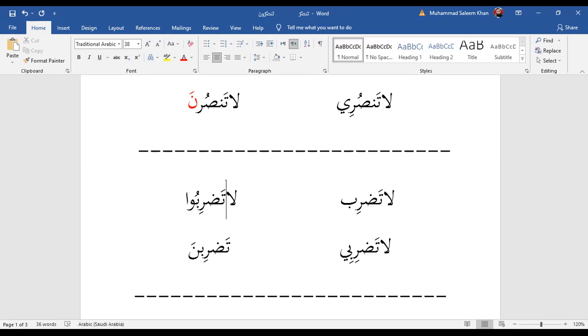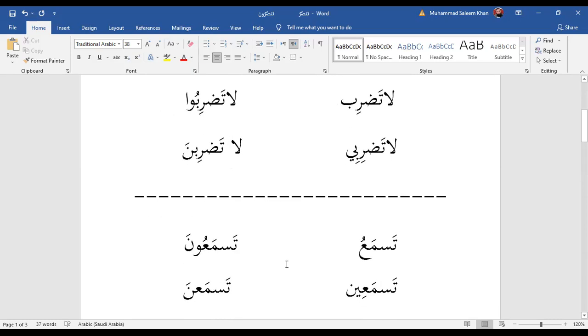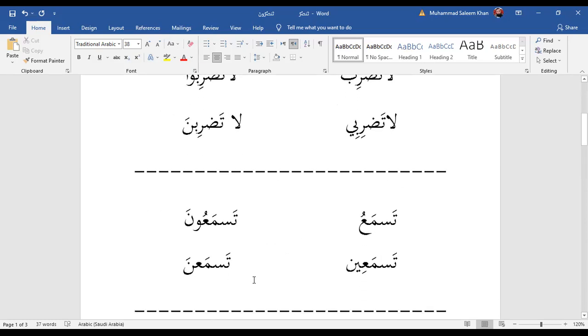Clear? Yes, sir. Okay. So la tadrib, you don't hit. La tadribu, you all don't hit. La tadribi, for the feminine, you don't hit. And la tadribna, you all don't hit for the ladies. Okay. And similarly, we have tasma and tasmauna and tasmaina and tasmana. I think you can do it now.